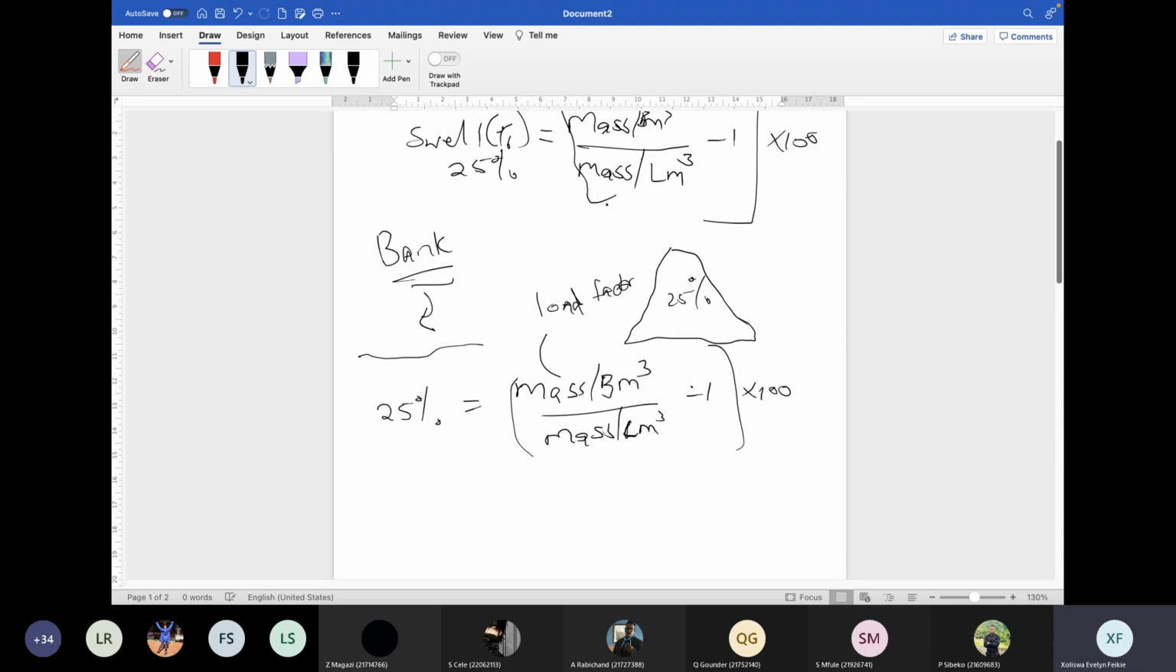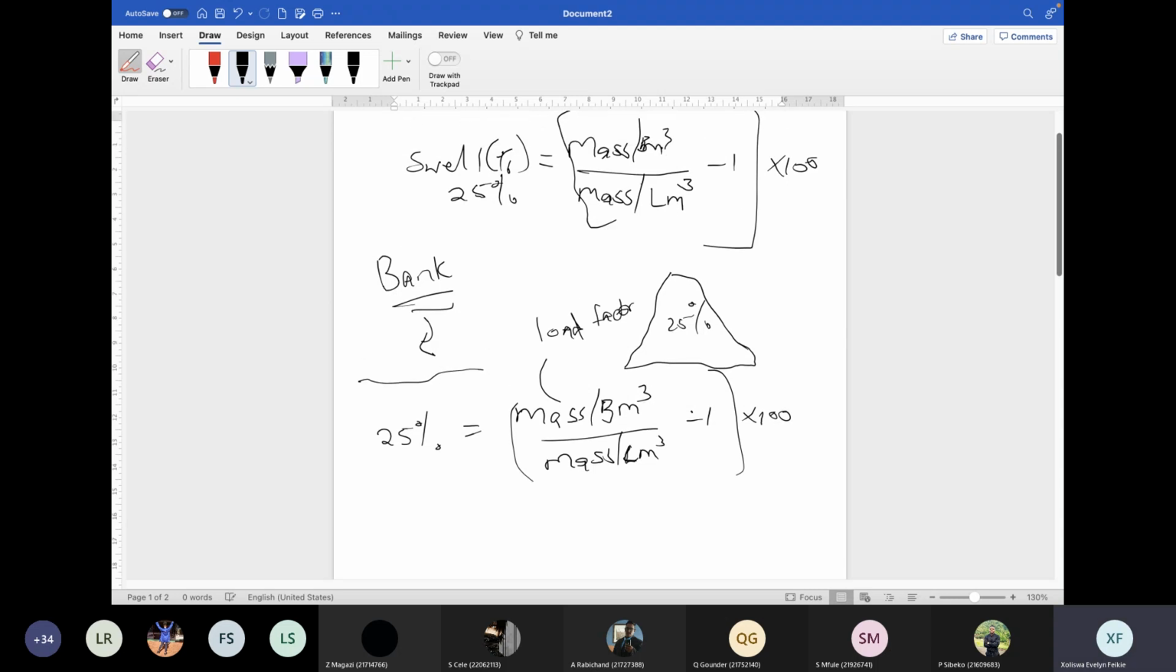So remember, this is the first formula that we spoke about, BM cubed over LM cubed. What's happening? They're moving soil from a bank condition to a loose condition. BM cubed over LM cubed, when you go to your book, page 28, you already know that this is a load factor.